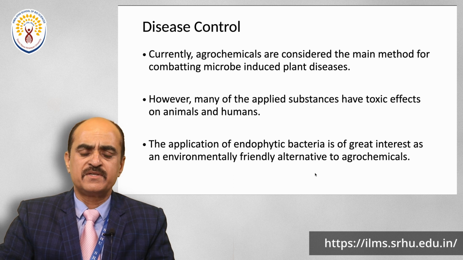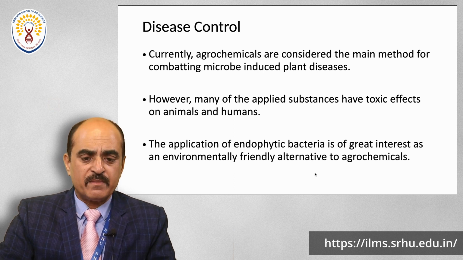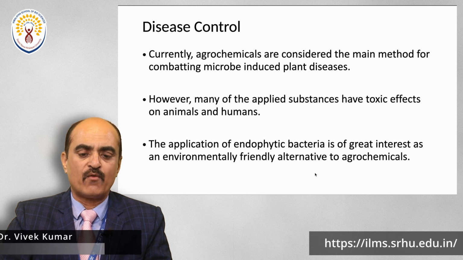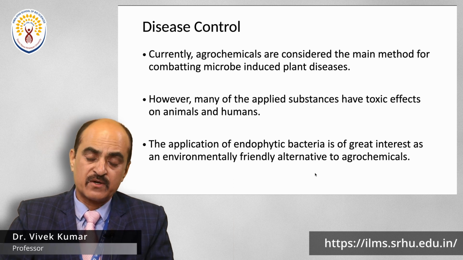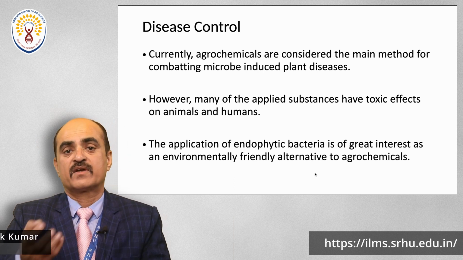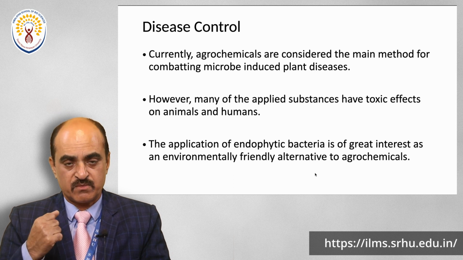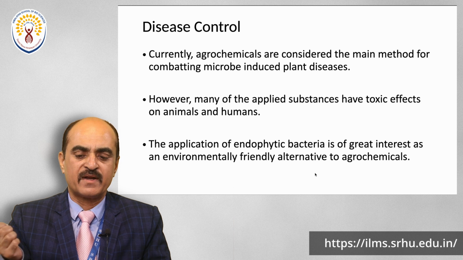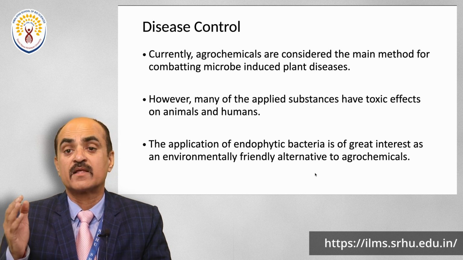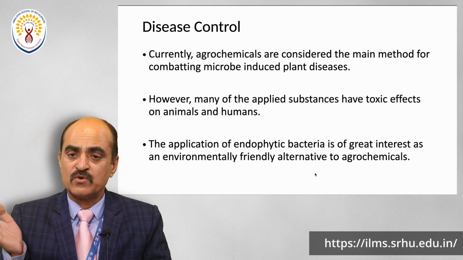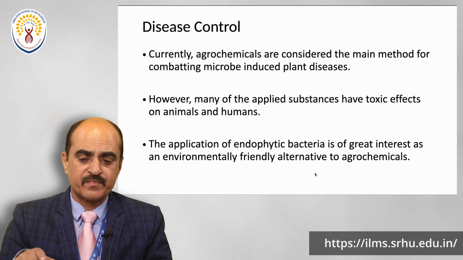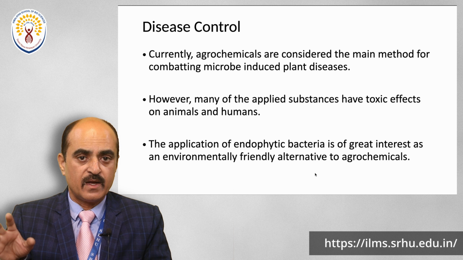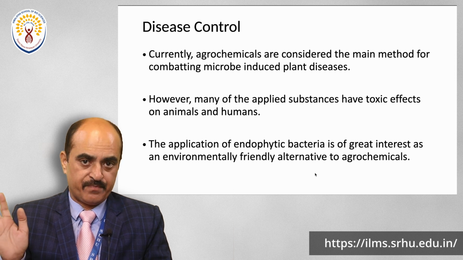Now with reference to disease control, agrochemicals are generally considered the main method for controlling disease. However, many of the applied substances have toxic effects on the soil and on the plant. When we consume the plants, obviously indirectly we are also consuming those pesticides. So the application of endophytic bacteria is another choice. It could be an environmentally friendly choice. They are farmer friendly, eco friendly and pocket friendly.